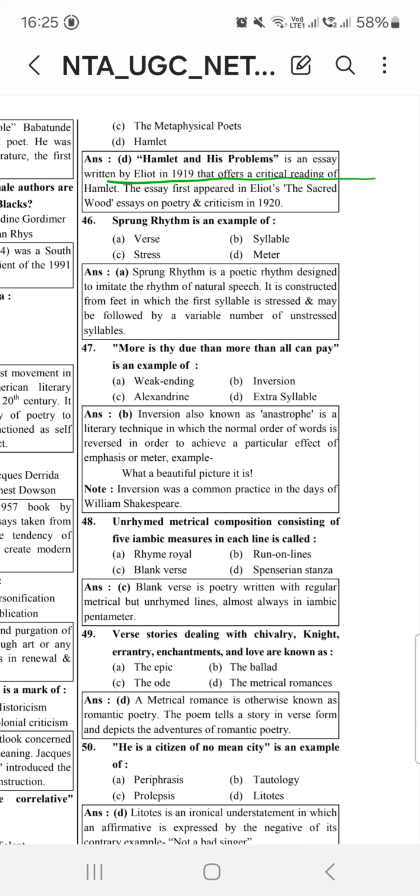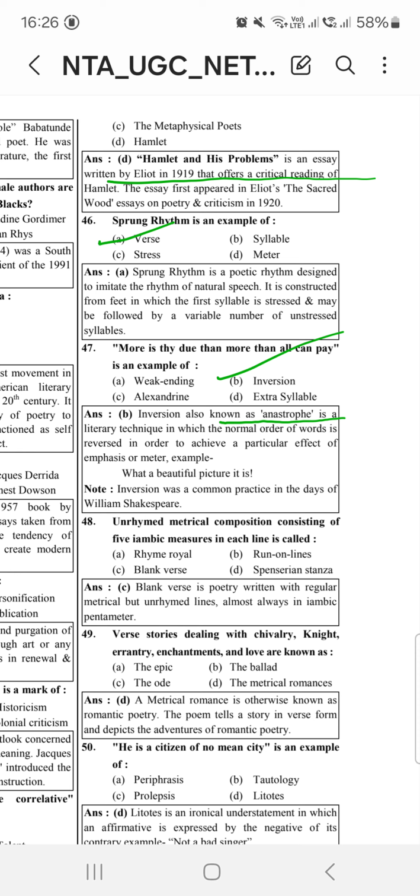Question 46. Sprung rhythm is an example of verse. Question 47. "More is thy due than more than all can pay." It is an example of inversion. Inversion is also known as anastrophe, a literary technique in which the normal order of words is reversed in order to achieve a particular effect. Okay.